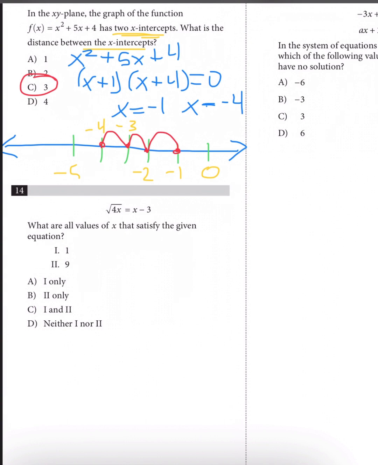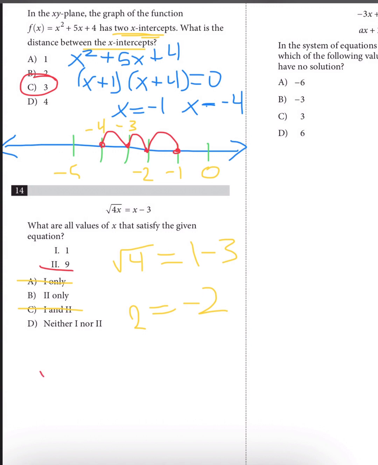What are all the values of x that satisfy the equation above? Instead of solving for x, we can do plug in, because that's way much easier. So let's say x is 1, so it's going to be the square root of 4 equals 1 minus 3. Square root of 4 is 2, which is not -2, so the answer is not 1, and it's not this one, because if it's not 1, it can't be 1 and 2 either.